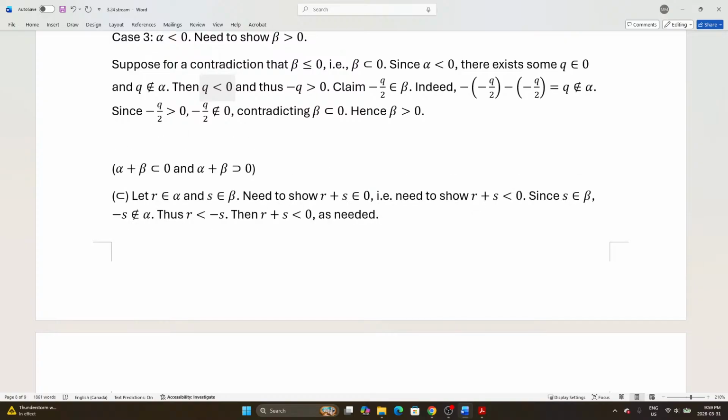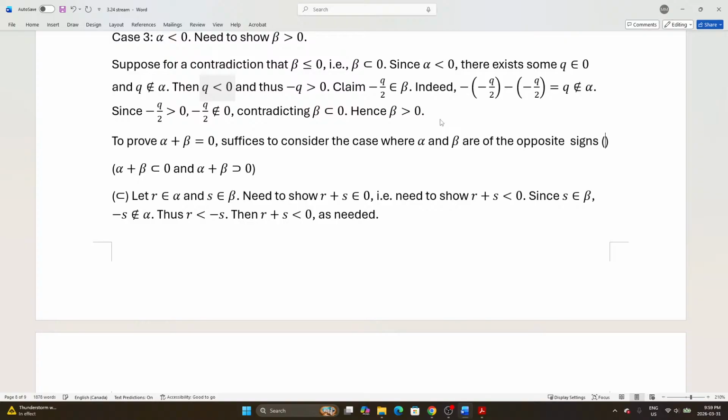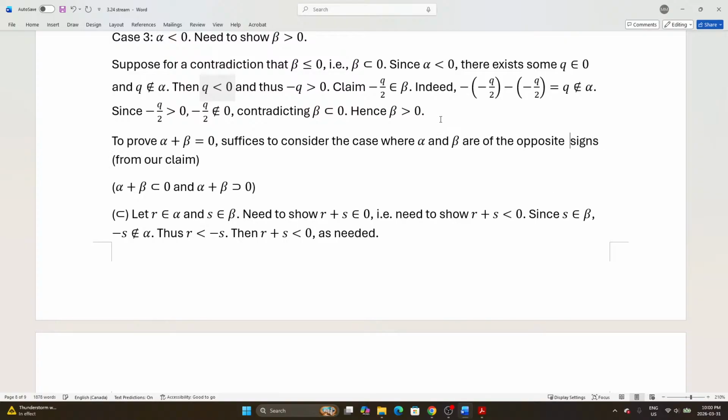Let's just say to prove alpha plus beta is 0, it suffices to consider the case where alpha and beta are of the opposite signs, from our previous claim.